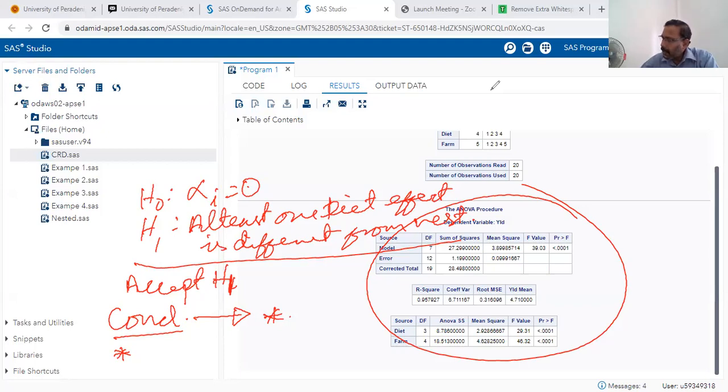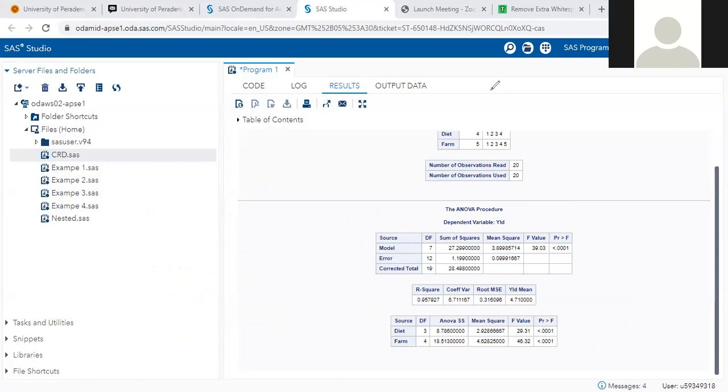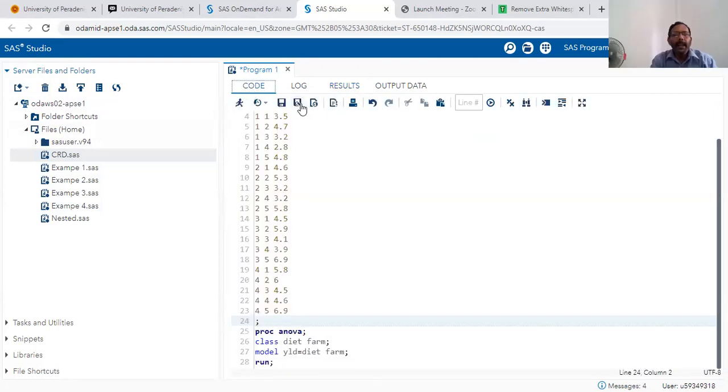Now you see, there's a small problem. In this case, I will get to the CRD, then explain in detail. Sir, excuse me, you are showing us the missing data. That is what I'm going to do now. Right. So here, I will go for coding and I will save it first.